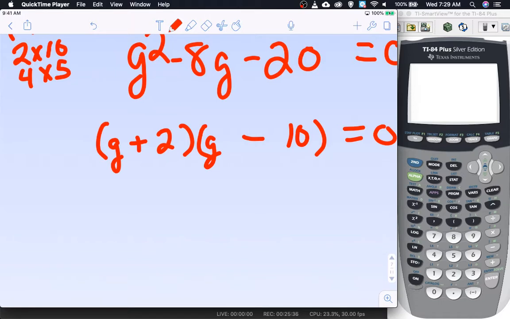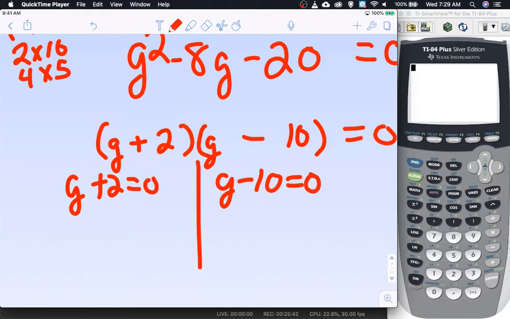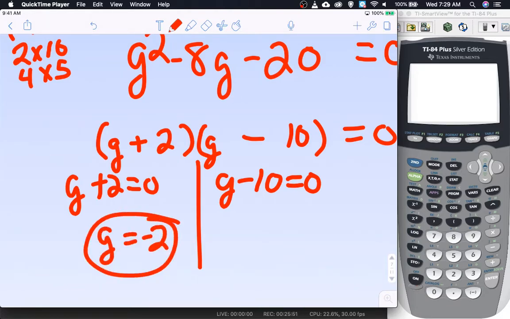Now we solve. So either g plus 2 equals 0 or g minus 10 equals 0. And then we solve both. Solving on the left-hand side, if I subtract 2 on both sides, I'm going to get g equals negative 2.